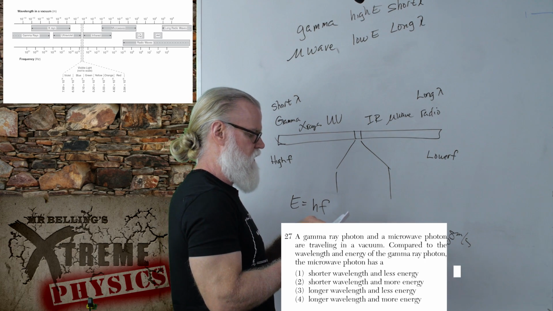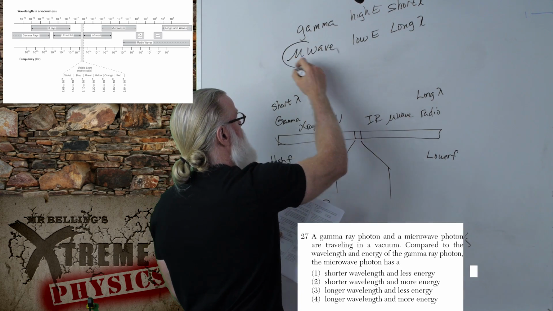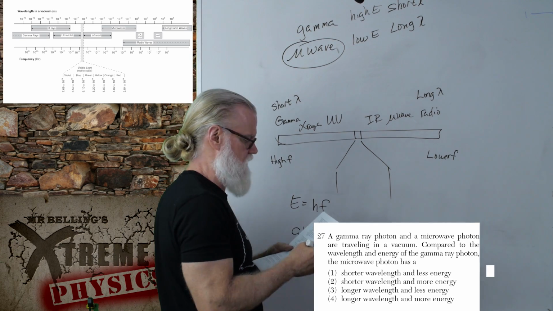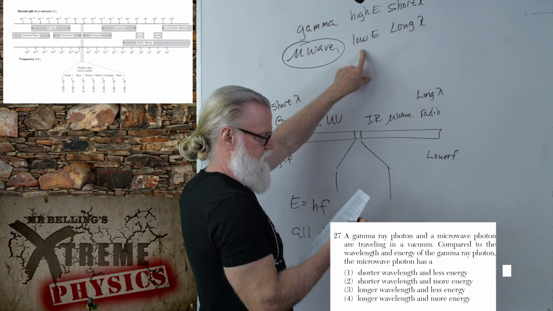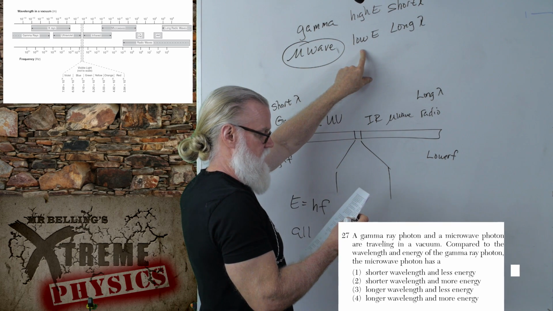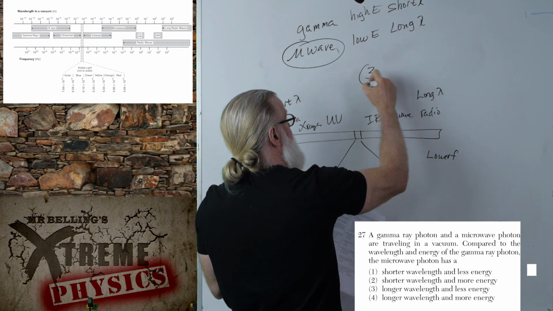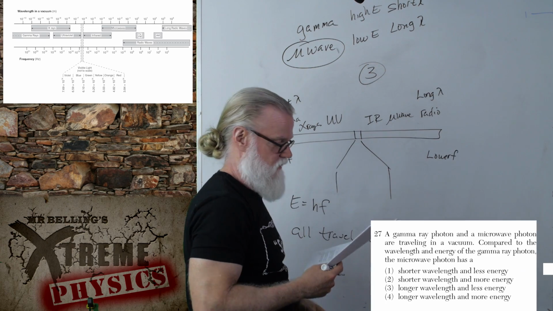Okay, so compared to the microwave, so we're answering about the microwave. So I'm going to circle that so I don't mess up and get it backwards. Microwave has less energy and longer wavelength. I guess that is choice 3. Less energy, longer wavelength. All right.